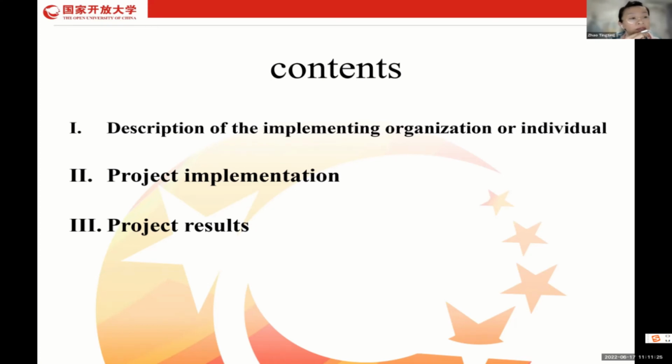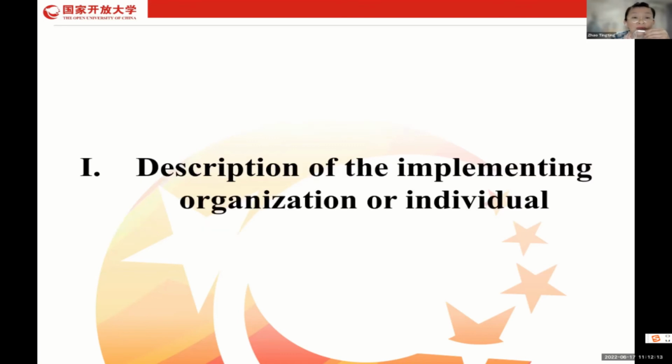It can enable more people in the remote areas to learn high quality educational resources. And today I want to share a successful case with everybody. This time is the higher education training of farmers in China's online education. And in my topic, there are 3 parts in the contents. The first part is a description of the implementing organization or individual, part 2 is project implementation, and the third is project results.